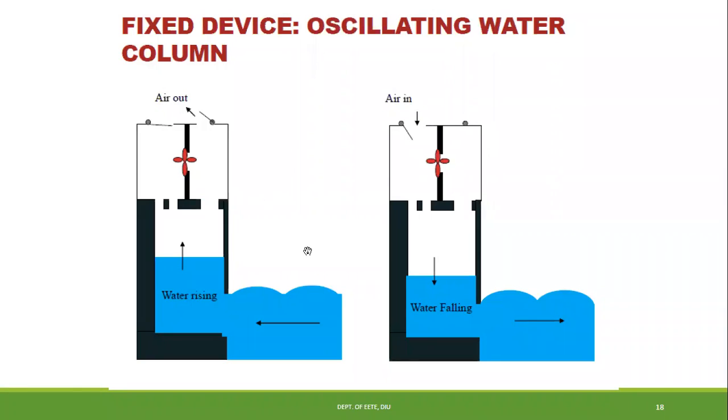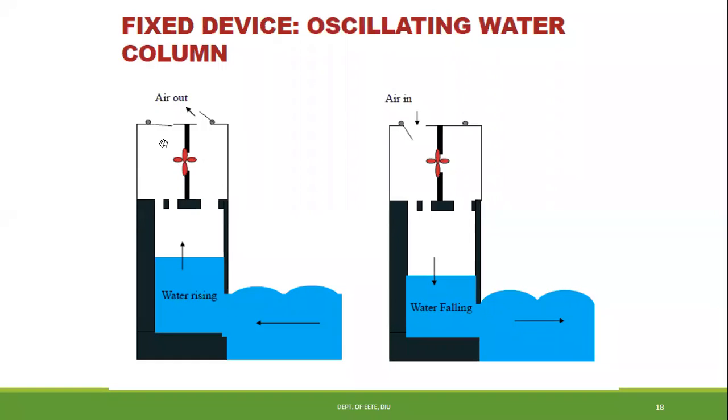So when the wave rises, the water rises. So there are two veins. When the water rises, it gives pressure there, and the air goes outside, and this air pressure hits this turbine. So the turbine rotates.